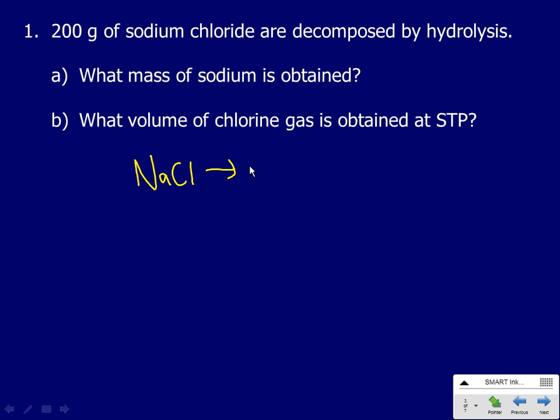Jenna, what do you got? Plus Cl2. Excellent. We need to balance it. 2 Cl's, 2 Na's, 2. I'm starting with 200 grams of sodium chloride. In A, we want the mass of sodium obtained, the solid. And in B, what's the volume of the gas obtained at STP?